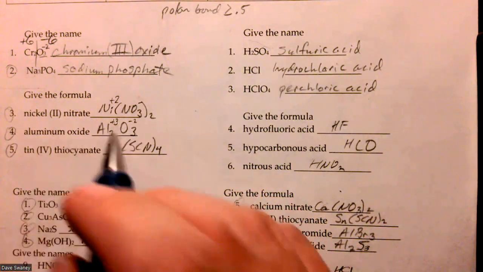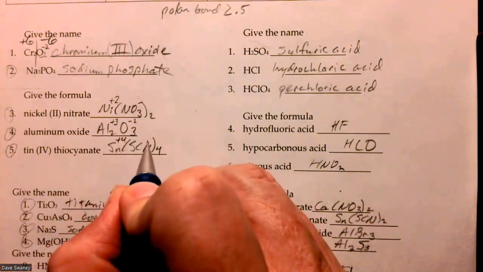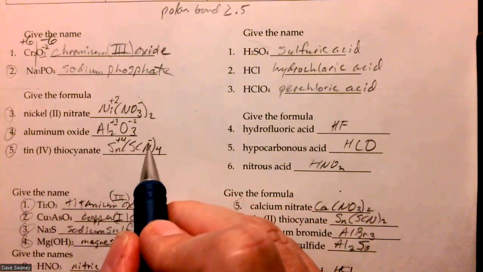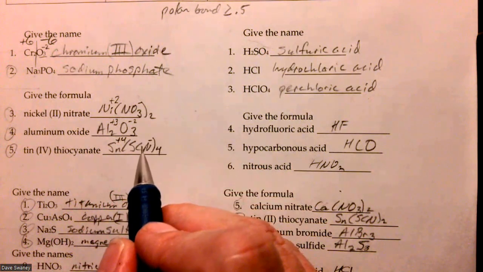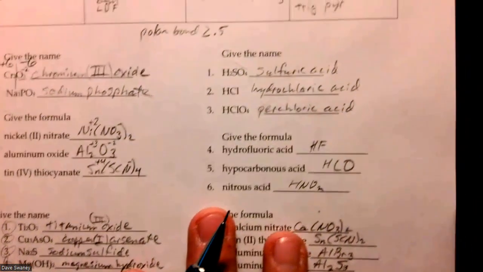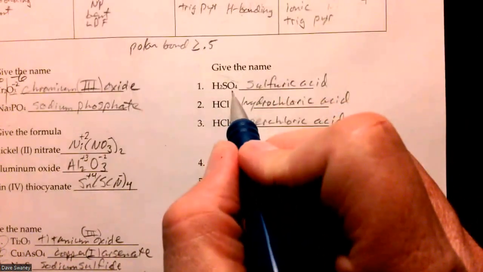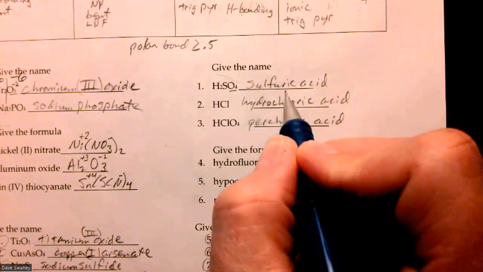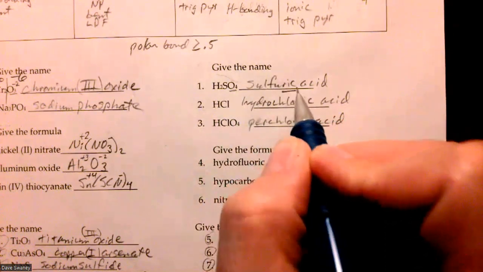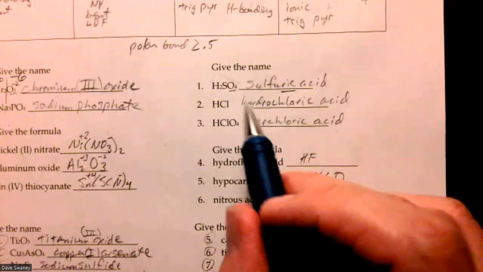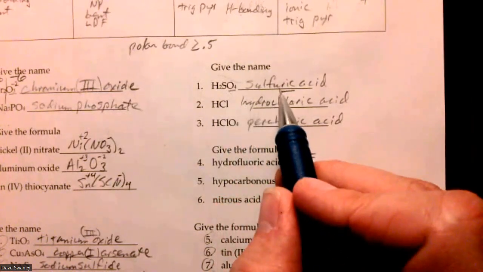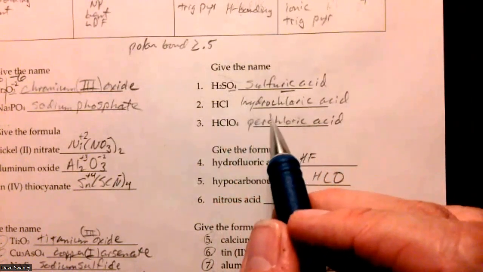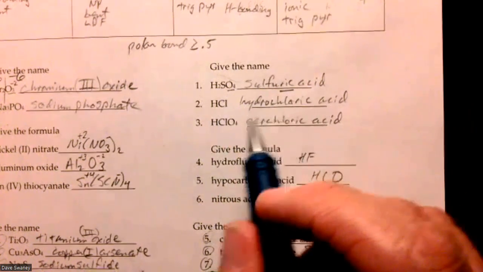Tin is being a +4 here, and thiocyanate is a -1, so I need 4 of them to make this add to 0. For acids, if this is using sulfate, go look up on your ion chart, sulfate, it becomes sulfuric acid. Also, for some reason with sulfate and phosphate, the R's come back, so it's sulfuric acid, phosphoric acid.